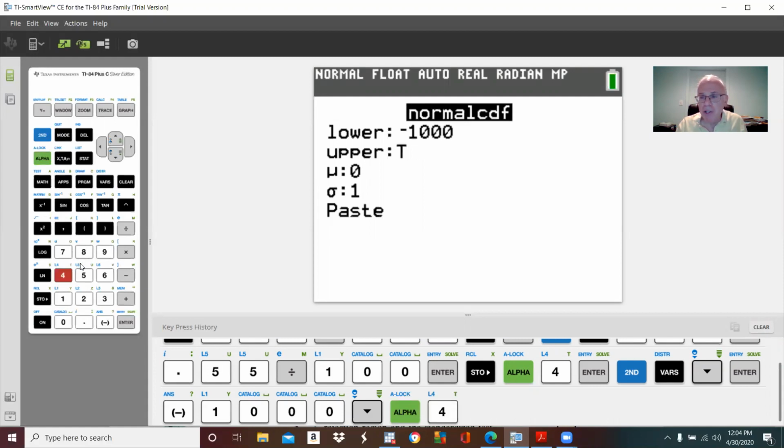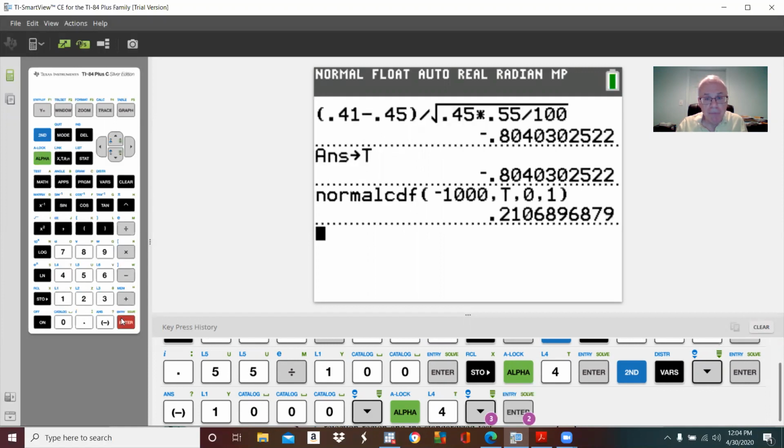All right, that's why it's a good idea to store your numbers so that you don't have to write them down and remember them. All right, and scroll down, hit enter. And there you go, that's our p-value. So our p-value, if we round it to 3 decimal places, will be 0.211.